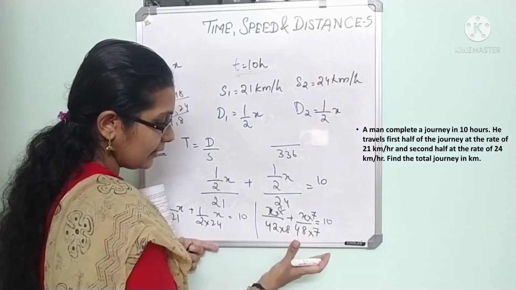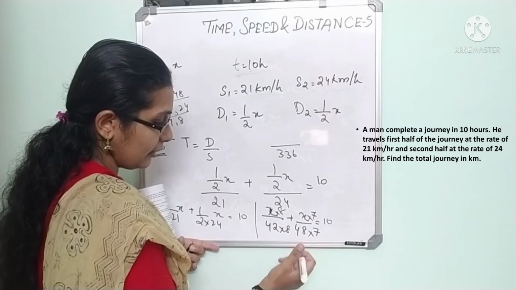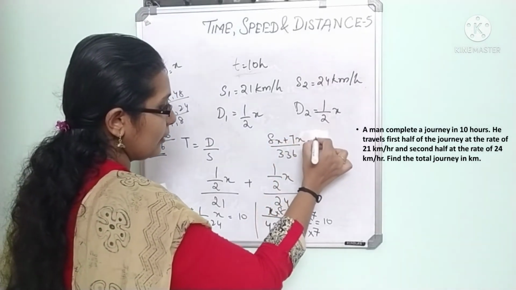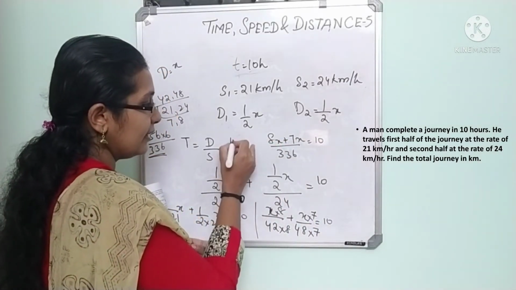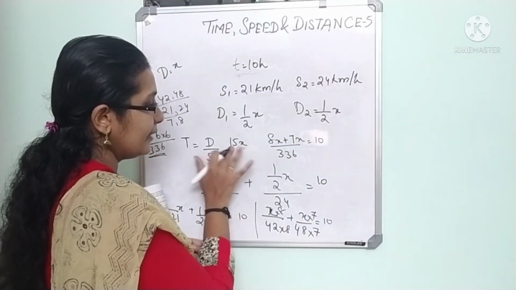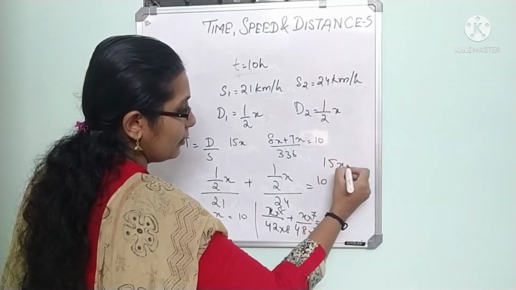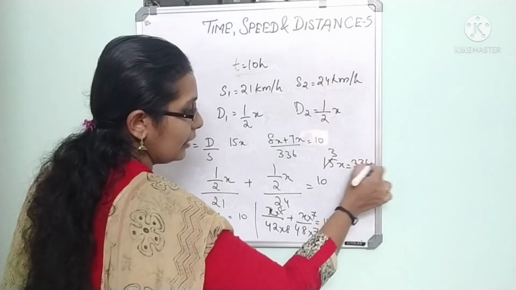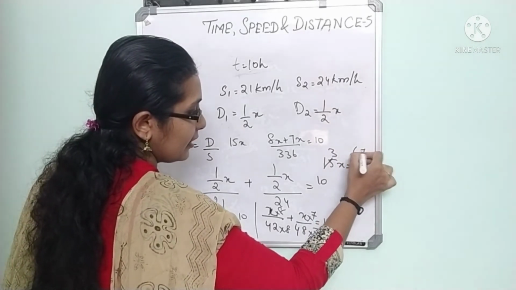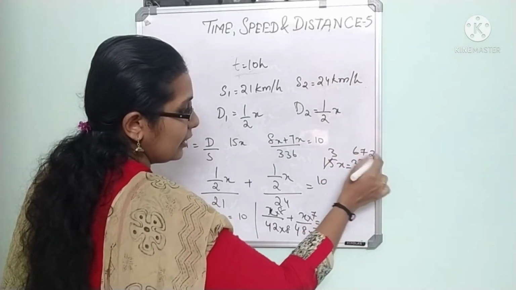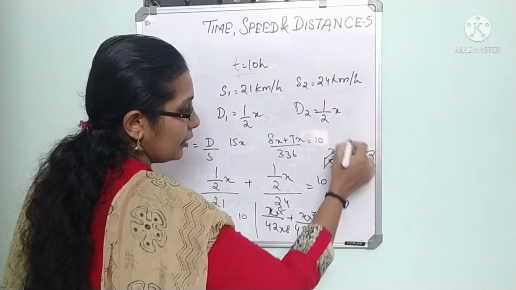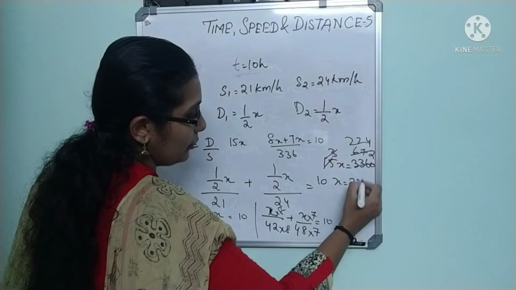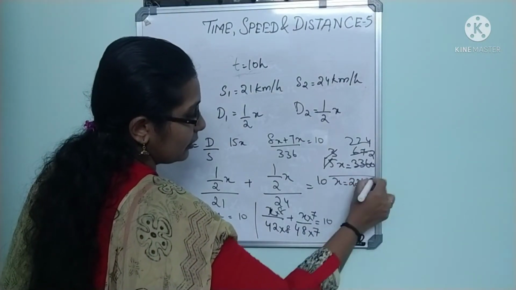8 7s are 56. Sum 4 are 28, 29, 30, 31, 32, 33. Yes. So 8x plus 7x is equal to 15x, so 15x is equal to 3360. So 5 3s are 15, 5 6s are 30, 5 7s are 35, 5 2s are 10. 3 2s are 6, 3 2s are 6, 3 4s are 12. So x is equal to 224 km.